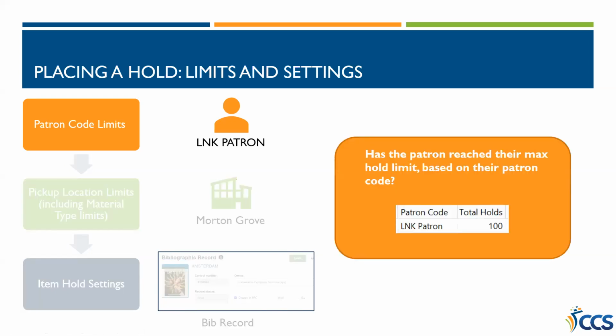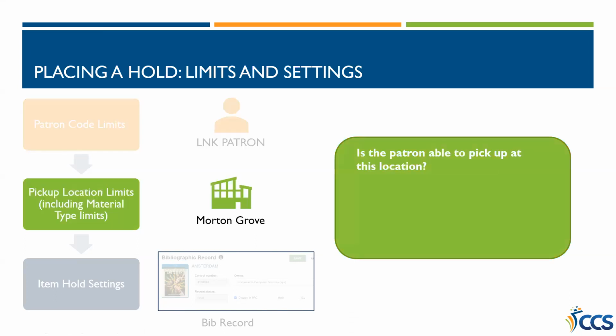So the first thing Polaris is going to do is look at how many holds in total this patron is allowed to have, and it makes sure that the patron has not reached their max limit. So this patron can have up to 100 holds on their card at a time. Let's say they have not reached their limit yet. So then we can move on to the next check. Here, Polaris is checking if they're allowed to pick up at the other library, which they are, right? They're not restricted from picking up at this location.